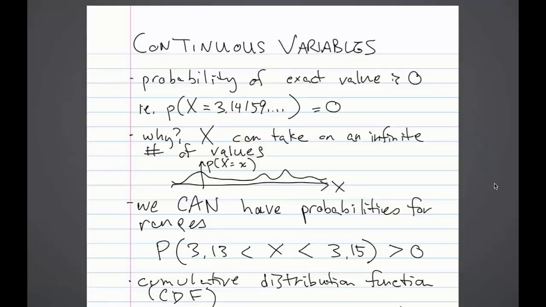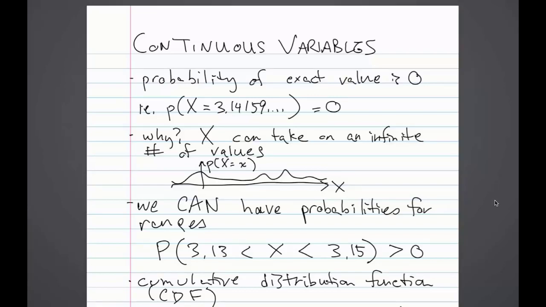In this lecture, we're going to talk about continuous variables. So we've talked about discrete variables up till now. Discrete variables can only take on distinct values, but continuous variables can take on any value. So with continuous variables, we don't have a notion of probabilities for exact values because x can take on an infinite number of values. So the probability of equaling any specific exact value is 0.